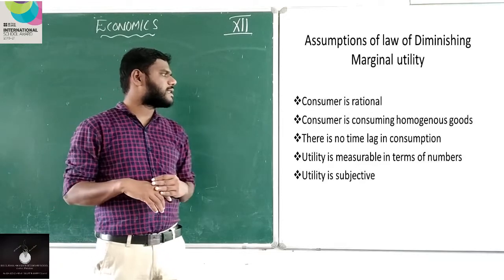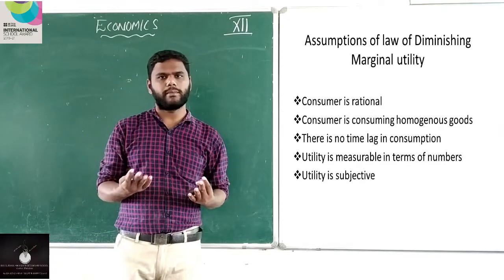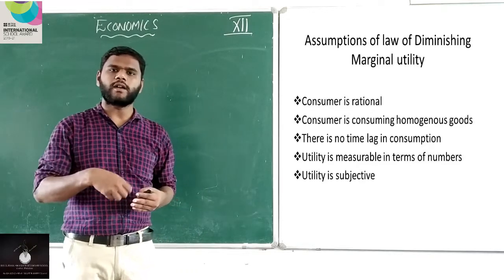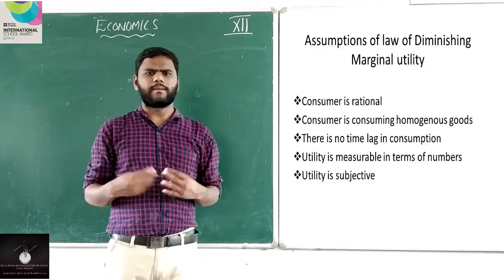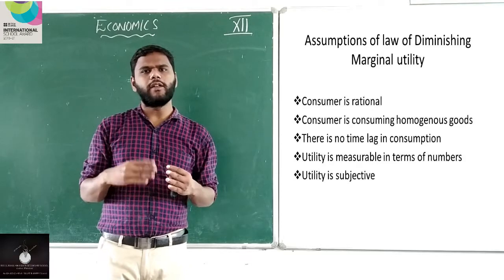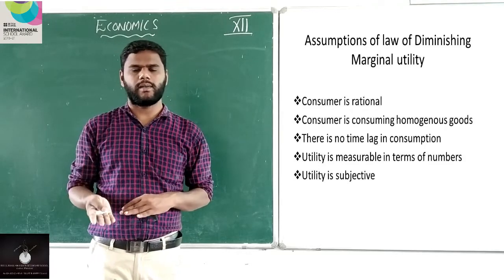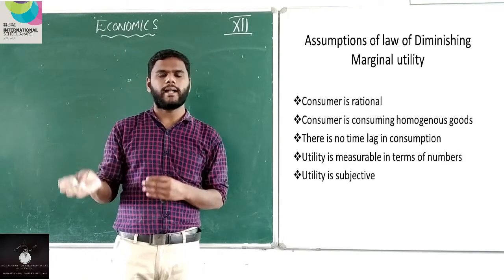And utility is measurable in terms of numbers. We can measure utility as 1, 2, 3 and so on. And utility is subjective. That means utility will be different from one person to another person.